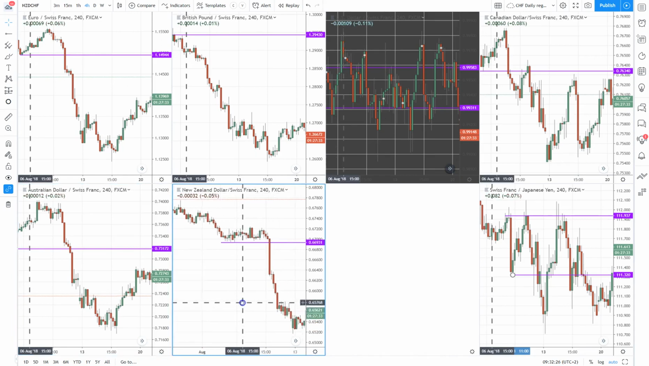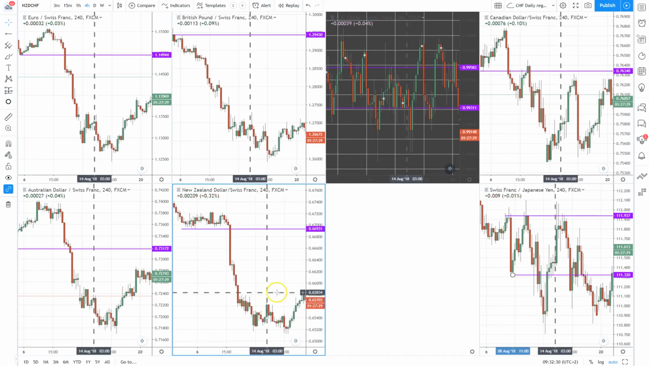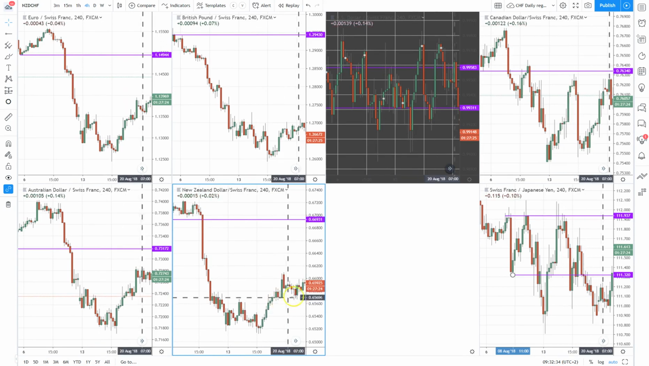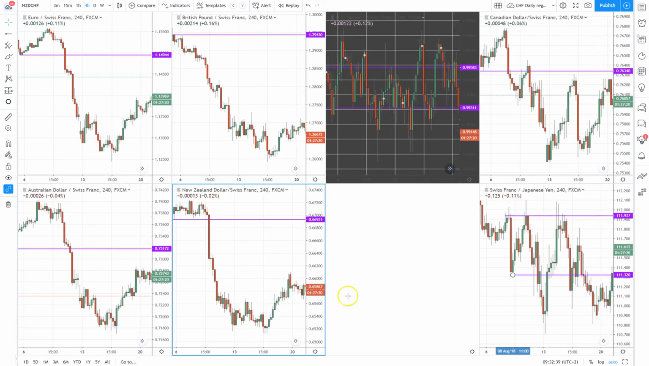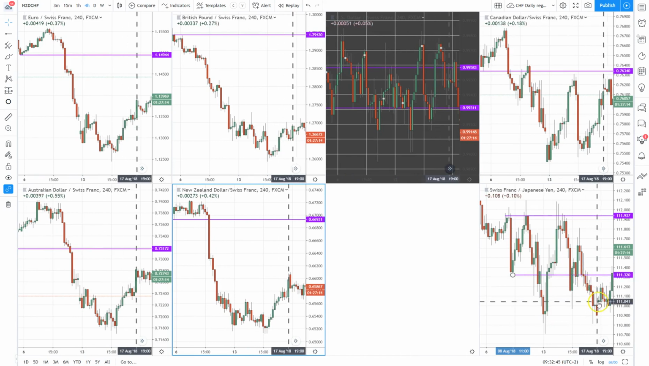And then we go to New Zealand Swiss franc. No pullback, no pullback, pullback potentially. I think so. And we're even on the 21st. Let's move a little bit back. Pullback has come.